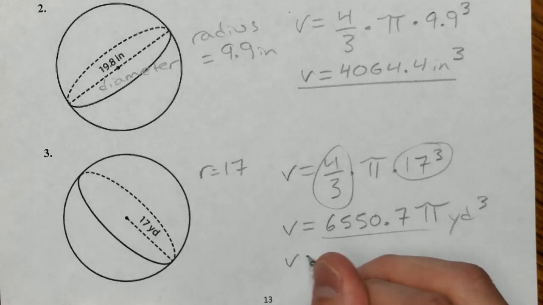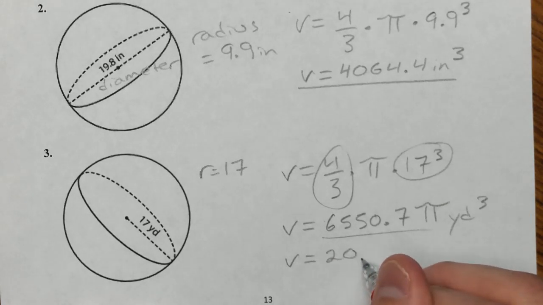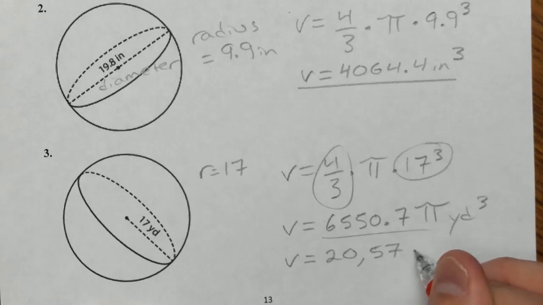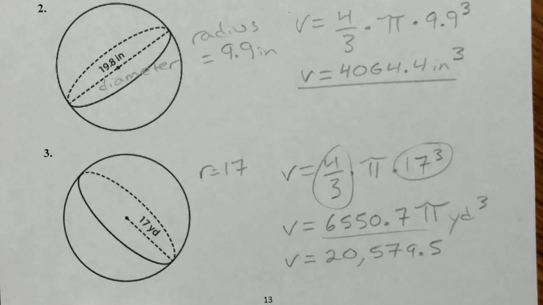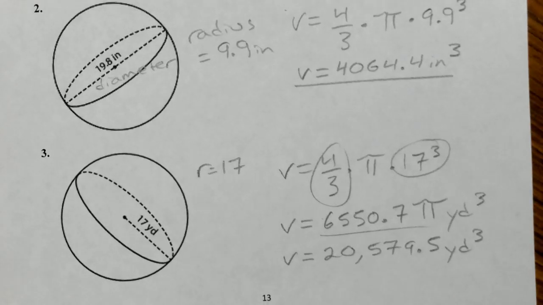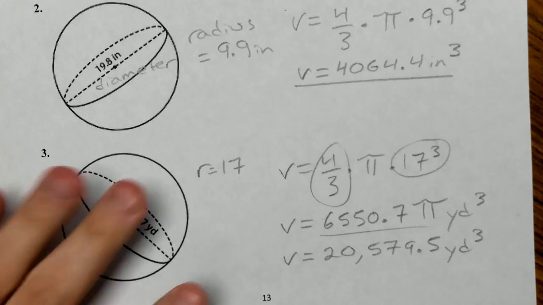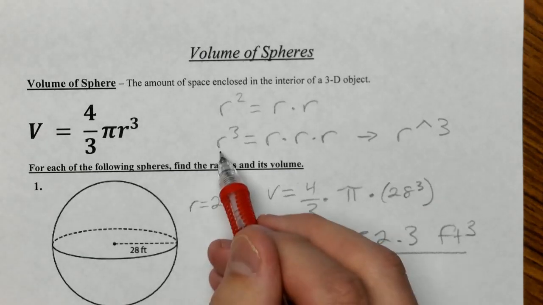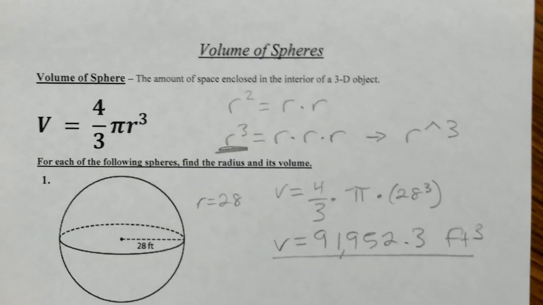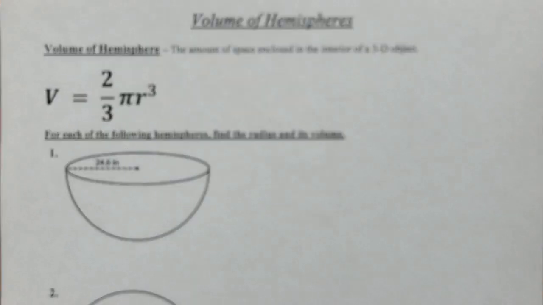So if I said leave my answer in terms of pi, this would be my answer. If you needed to input this in as a decimal, all I do is calculate that out, and we should get about 20,579.5 yards cubed. Okay, so like I talked about, spheres are very easy in the sense that all you have to do is identify what is the radius, plug it in. Just be careful that we understand what r cubed means. Okay, all right, so let's move to the next page to talk about hemispheres.